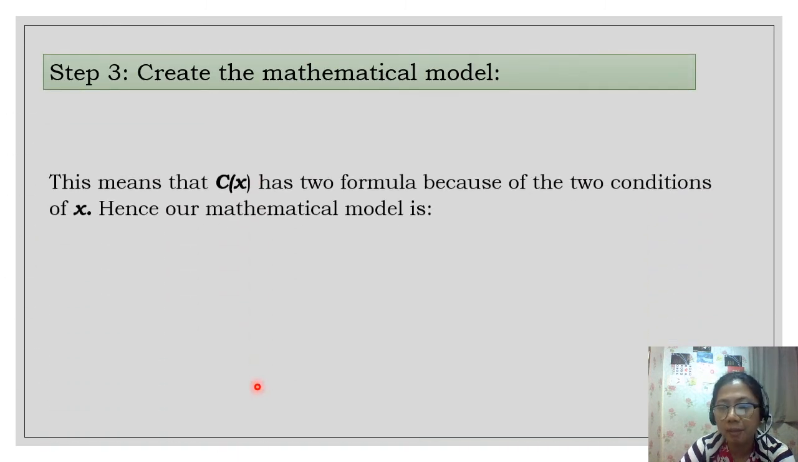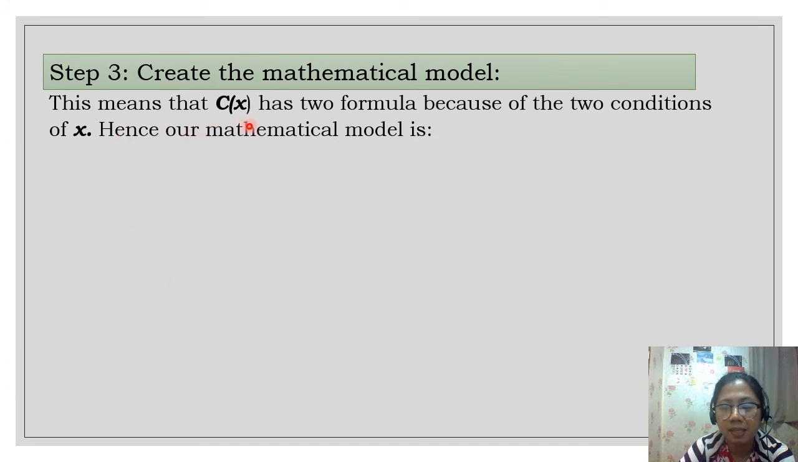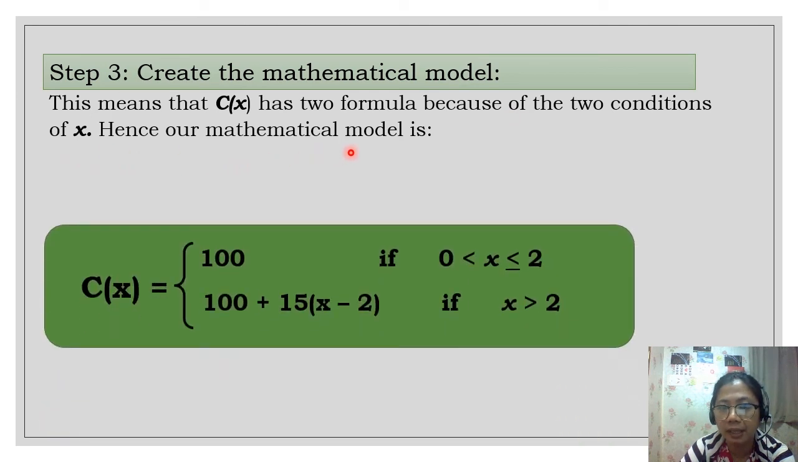So to create the mathematical model, this means that c of x has 2 formulas because of the 2 conditions of x. Hence, our mathematical model is c of x equals 100 if x is greater than 0 but is less than or equal to 2, and 100 plus 15 times the quantity x minus 2 if x is greater than 2.